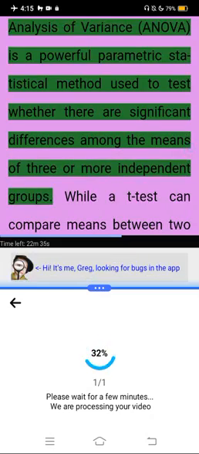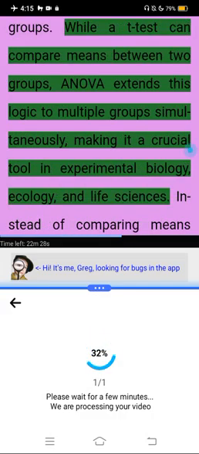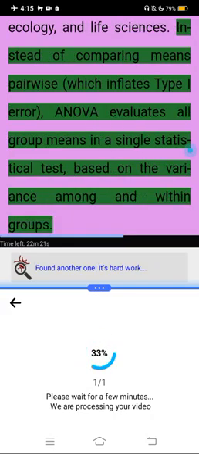Analysis of variance, ANOVA, is a powerful parametric statistical method used to test whether there are significant differences among the means of three or more independent groups. While a t-test can compare means between two groups, ANOVA extends this logic to multiple groups simultaneously, making it a crucial tool in experimental biology, ecology, and life sciences. Instead of comparing means pairwise, which inflates type 1 error, ANOVA evaluates all group means in a single statistical test based on the variance among and within groups.